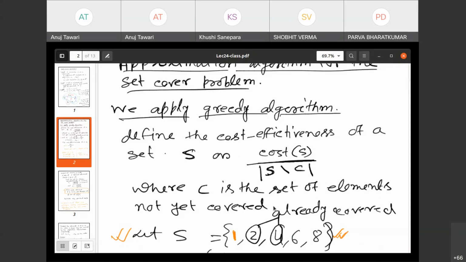And now we want to see how it compares with the optimal set cover. And this analysis is a little bit involved. It's a bit tricky, but you can try to think about it. We'll see it in the next class.